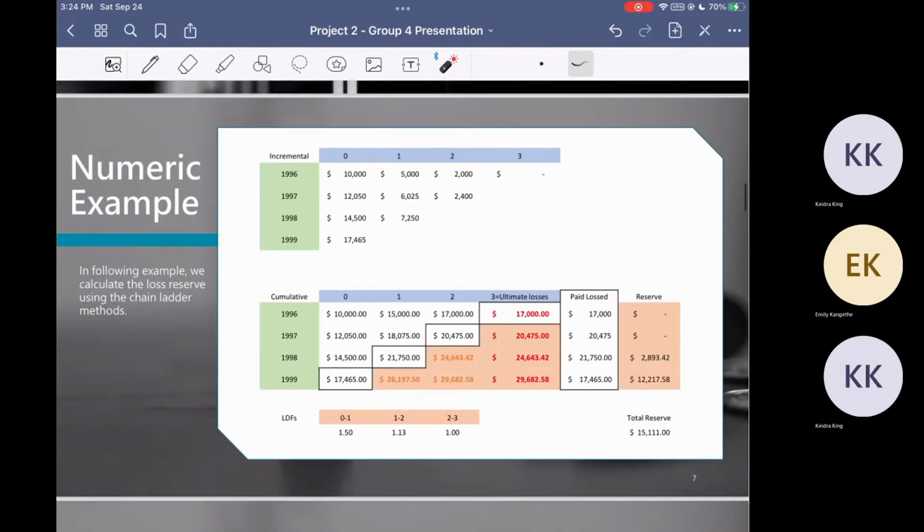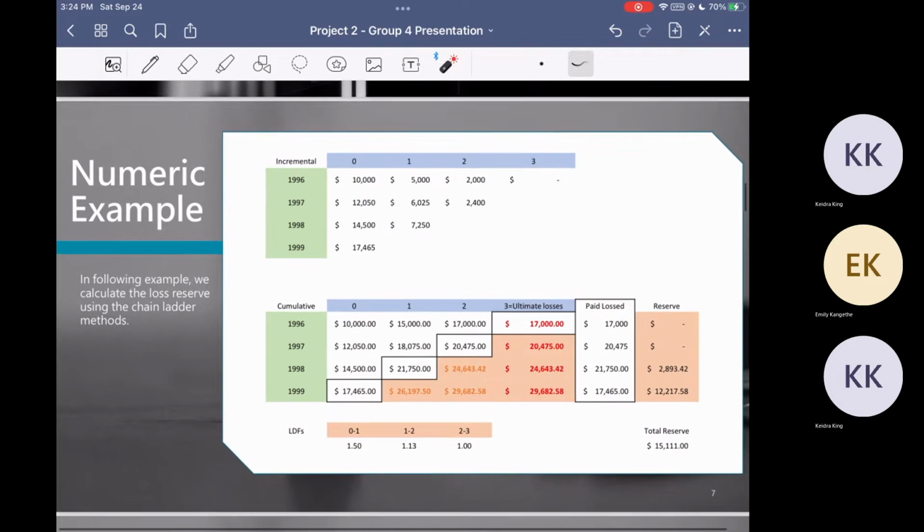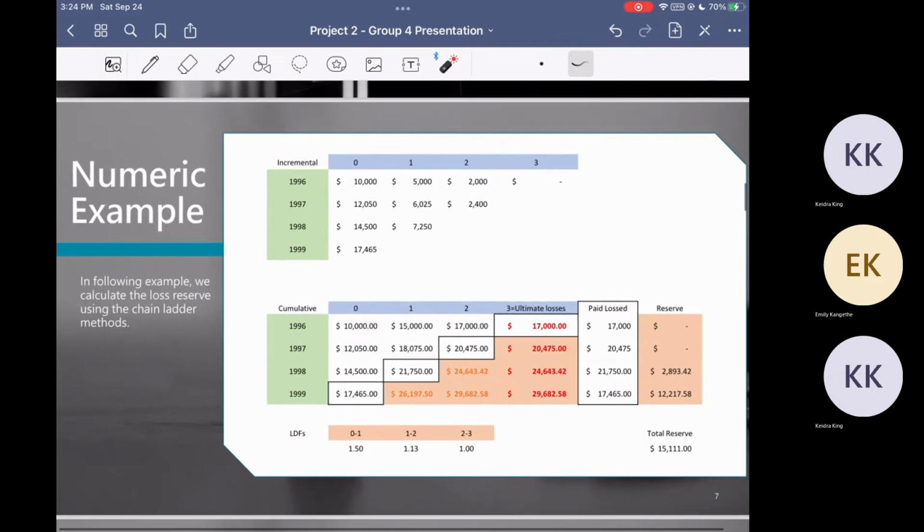Here's one example we did in class with Professor. The top table shows the incremental values and the bottom table shows the cumulative values. So we can calculate the loss reserve using the chain ladder method. In this example, we calculated the reserve using the ultimate losses and the paid losses.